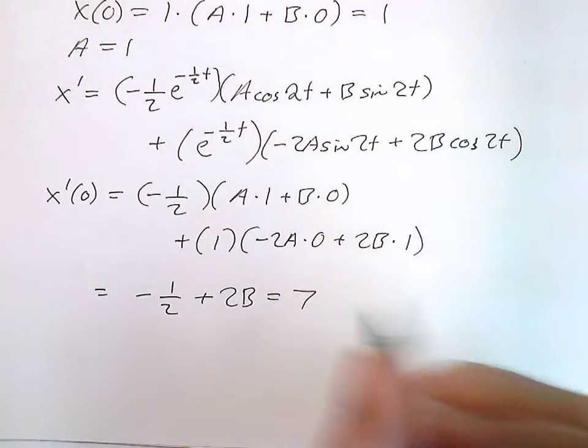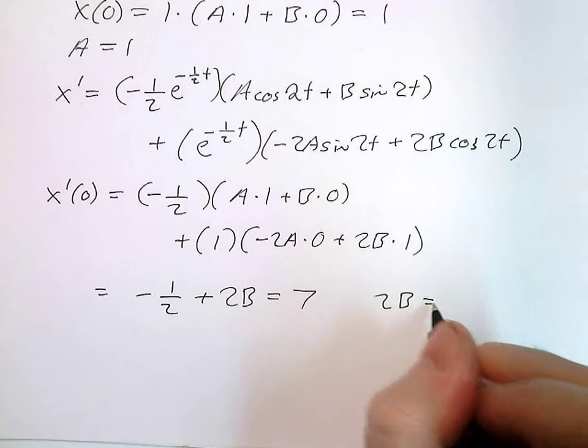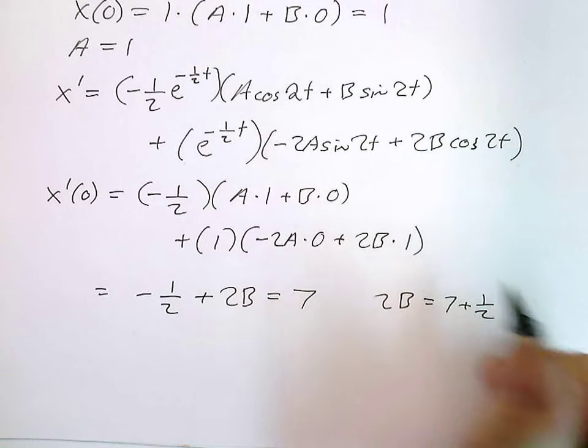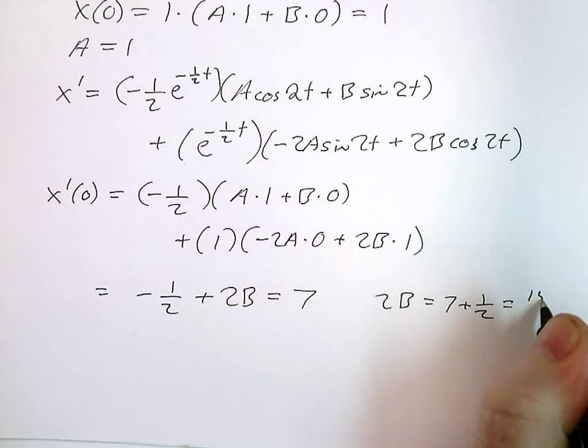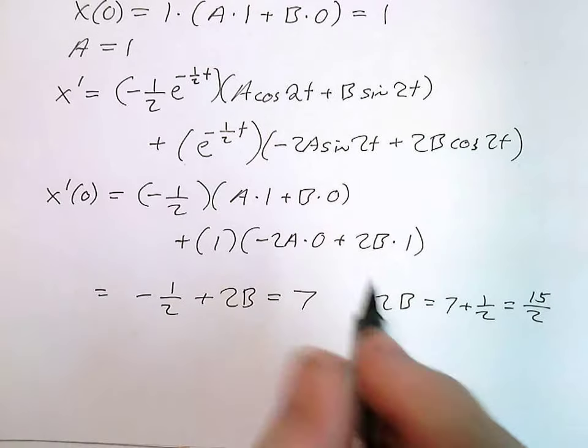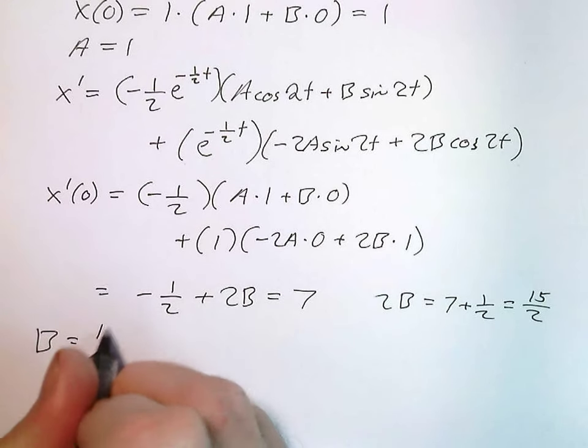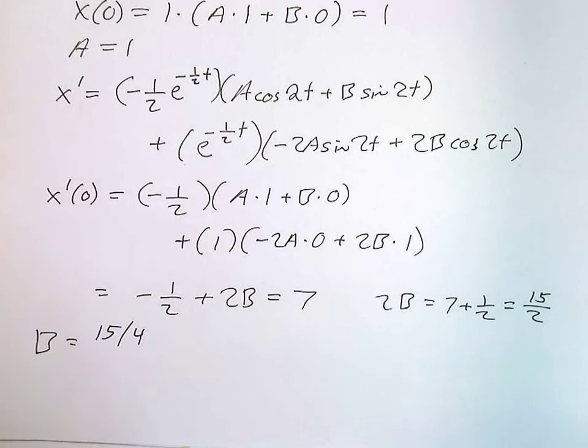So this means 2b is 7 plus a half, or 15 halves. And so I get b here is 15/4.